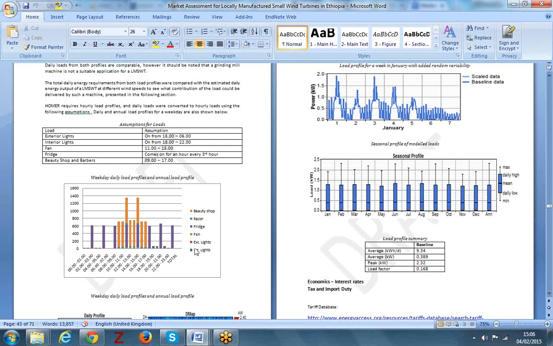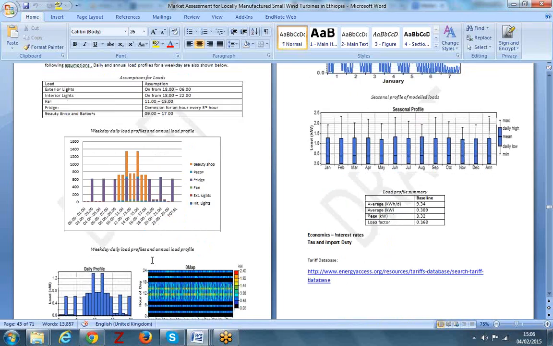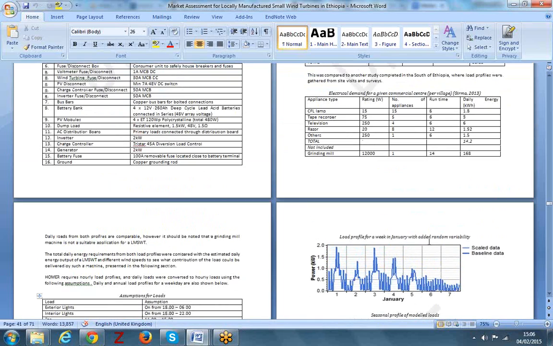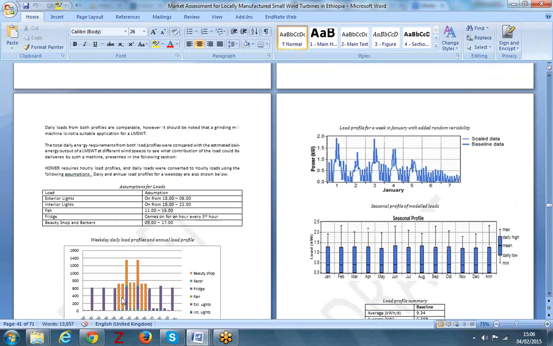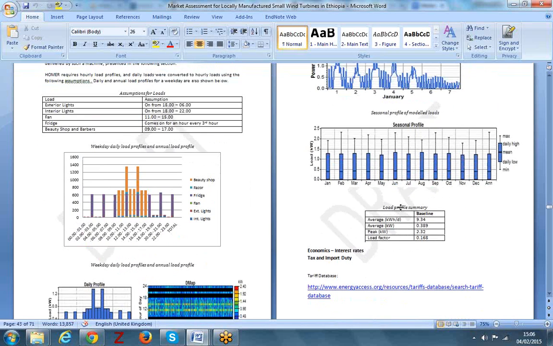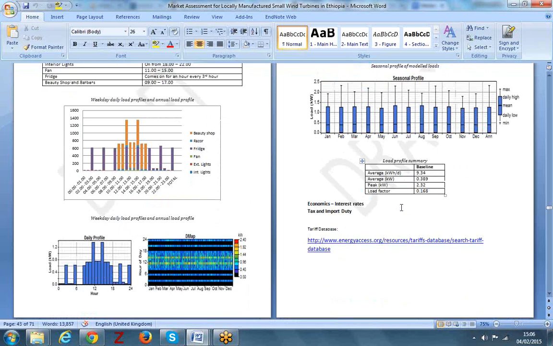So the load profiles are very important, and finding a productive use of energy such as refrigeration or somewhere that someone can earn money from is quite important. When you put it into Homer, it asks for some added random variability because the electricity is not going to be used exactly uniformly each day, and it changes seasonally as well. So that gives the inputs for Homer.